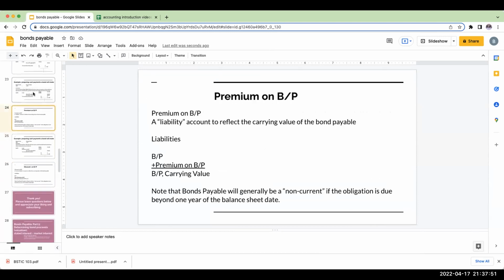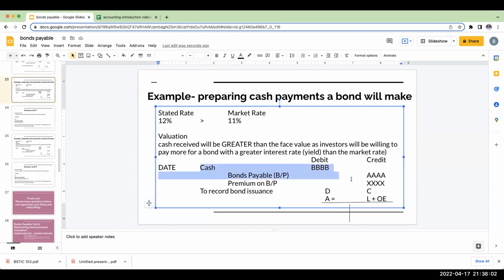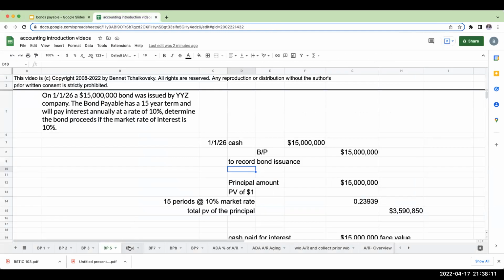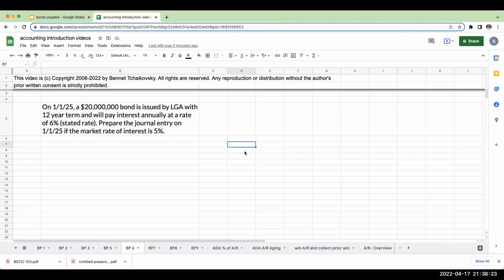If you remember when we were going over the premium, if the stated rate is greater than the market rate, people are going to want my bond. And this is going to be the journal entry I will always use to show the issuance of that bond payable. Because the stated rate is 6% and the market rate is 5%, my bond is going to sell at a premium.